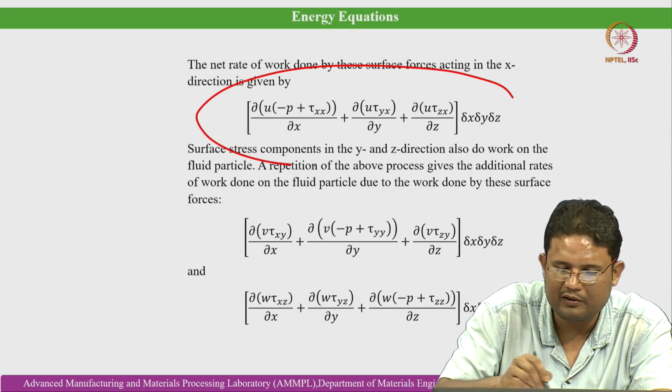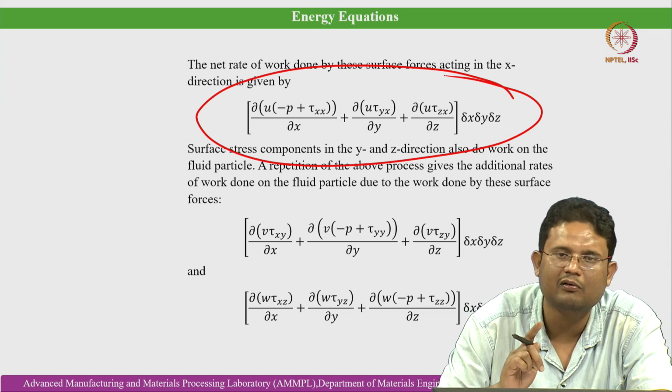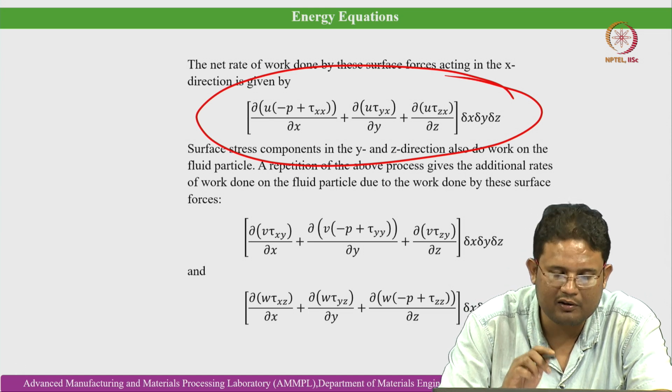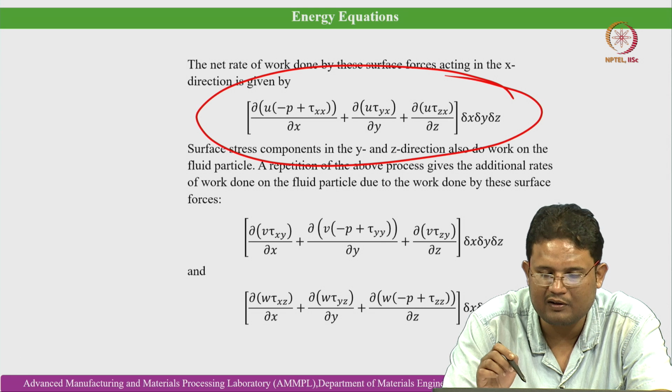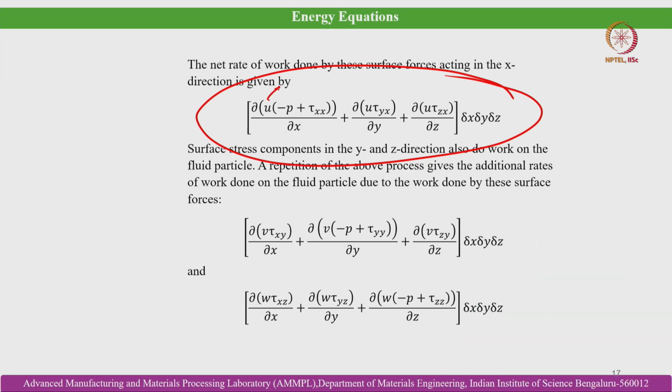This is what I was pointing to in the treatment we discussed for the momentum equation. It is quite similar in the case of the energy equation; the only difference is that we are multiplying the rate of work done by the surface forces, which we discussed in the momentum equation derivation, by the velocity in the x direction, that is u. Then the resultant expression is (del by del x of u times (minus p plus tau xx) plus del by del y of u tau yx plus del by del z of u tau zx) into delta x delta y delta z.